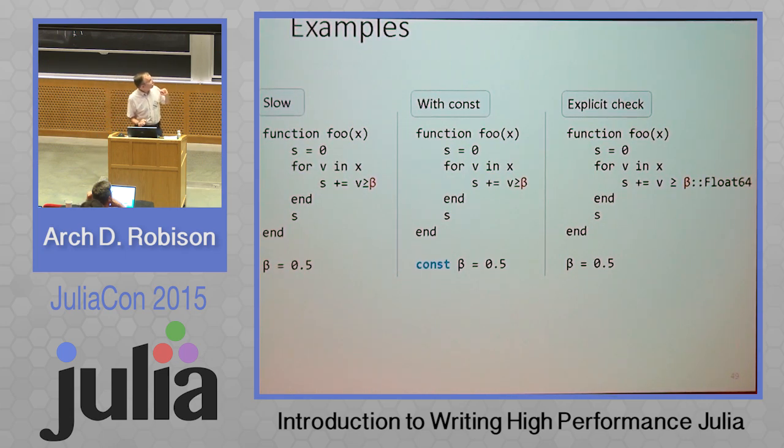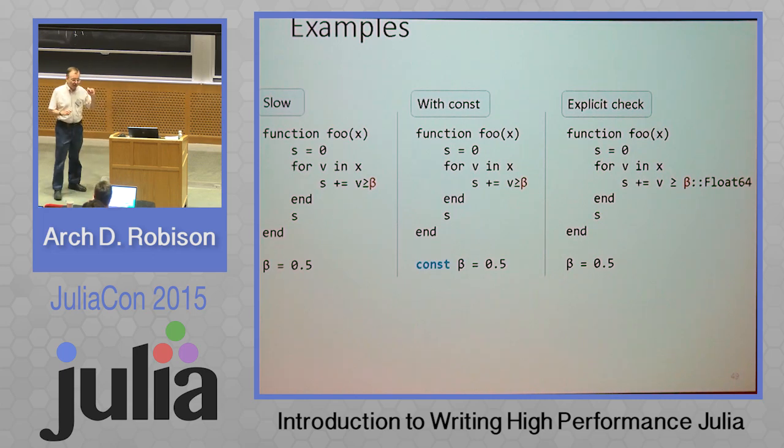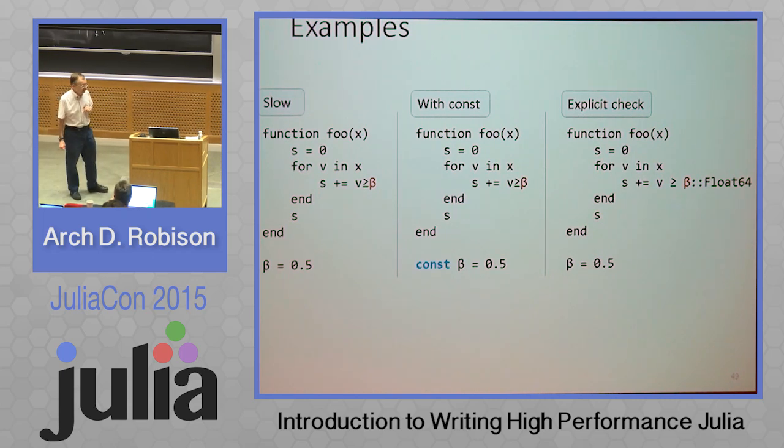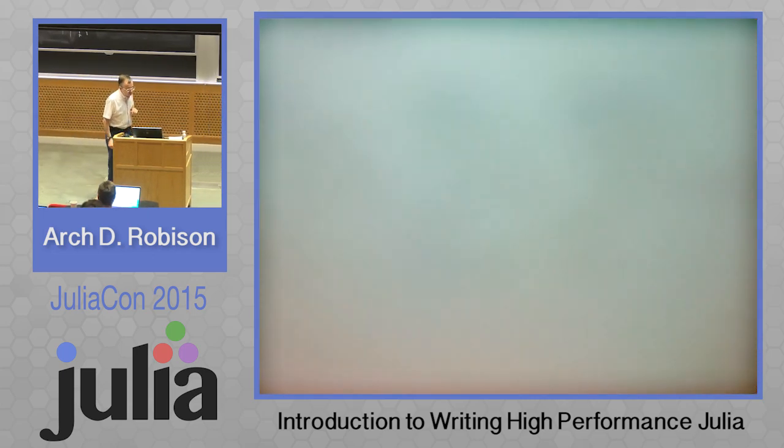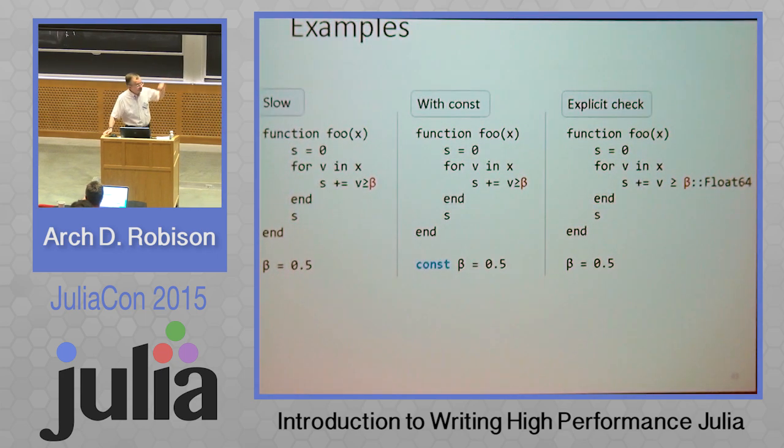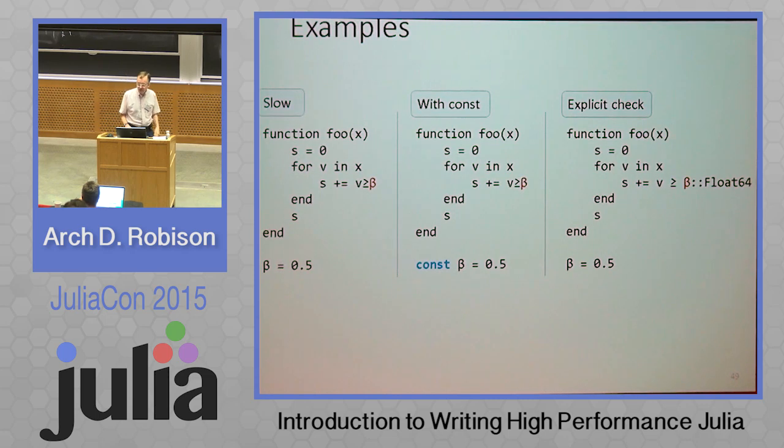But the bad thing about these solutions is that I've lost some of the nice generic properties of Julia. With the const, that says I can't change beta. And with the explicit check, that says beta always has to be a 64-bit float. So my code's no longer as generic as it could be.